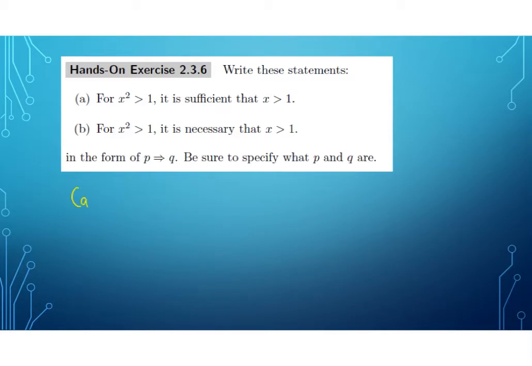So for part A, for x squared greater than 1, it is sufficient that x is greater than 1. Okay, which is the thing that's sufficient? What does this sentence grammatically say is the sufficient thing? Let's see. It is sufficient that x is greater than 1. So x is greater than 1 is sufficient for x squared greater than 1 to happen. So the sufficient thing is x is greater than 1.